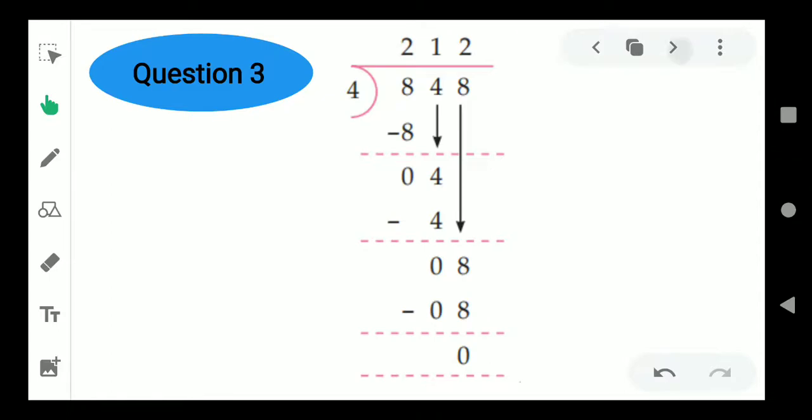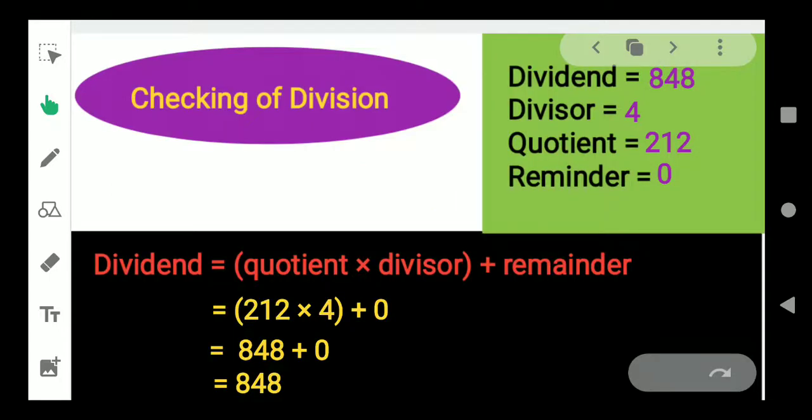Now, let us check the division. The equation for checking division is dividend is equal to quotient into divisor plus remainder. Dividend is equal to 848. Divisor is equal to 4. Quotient is equal to 212. Remainder is equal to 0. Now let's start checking the division. 212 into 4 plus 0. Please multiply it. You will get 848, the same as the dividend. So my division is correct.